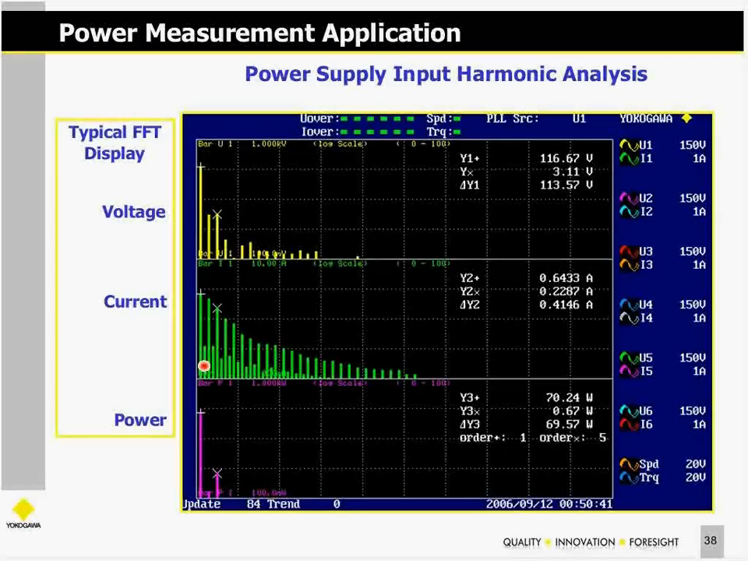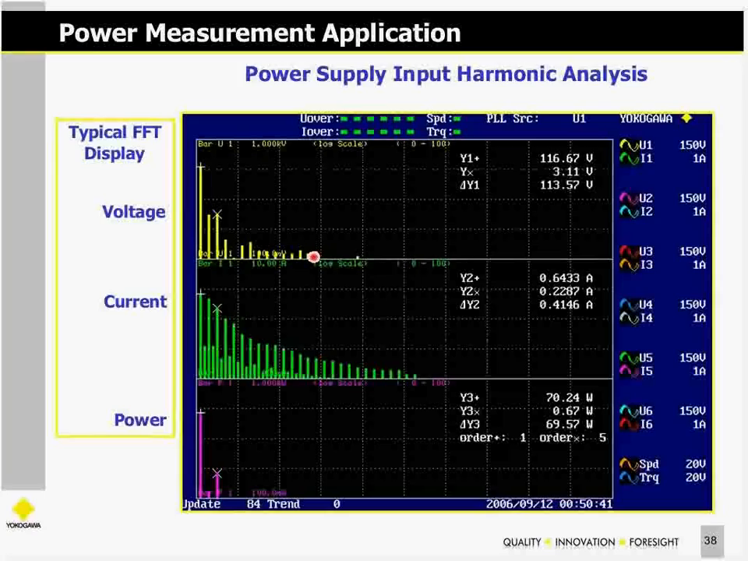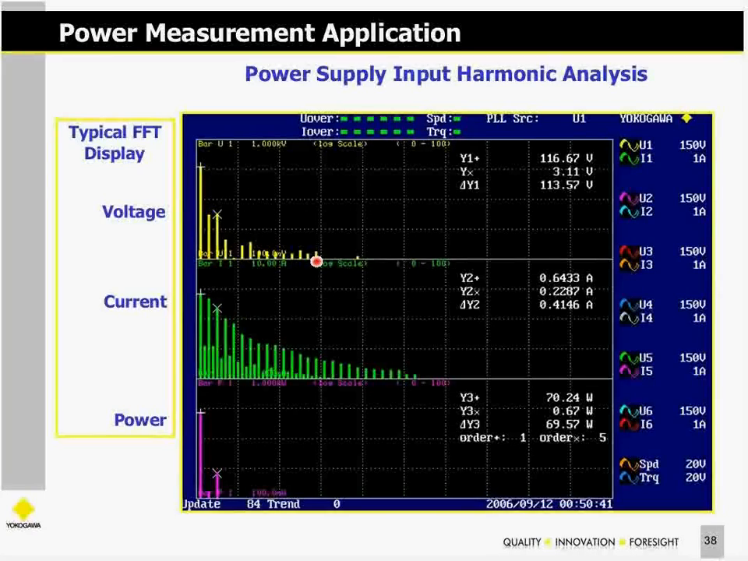Here's our current. Oh, we had a lot of distortion in that, with the odd and even harmonics. They go out to probably about 50 orders that we're able to detect here. But the power, if we look at that, all I can see on power is like the first to the fifth order. I can't see much else. Well, where did it all go? If we had this level of harmonics on the voltage and current, we would think that we'd have power out there.